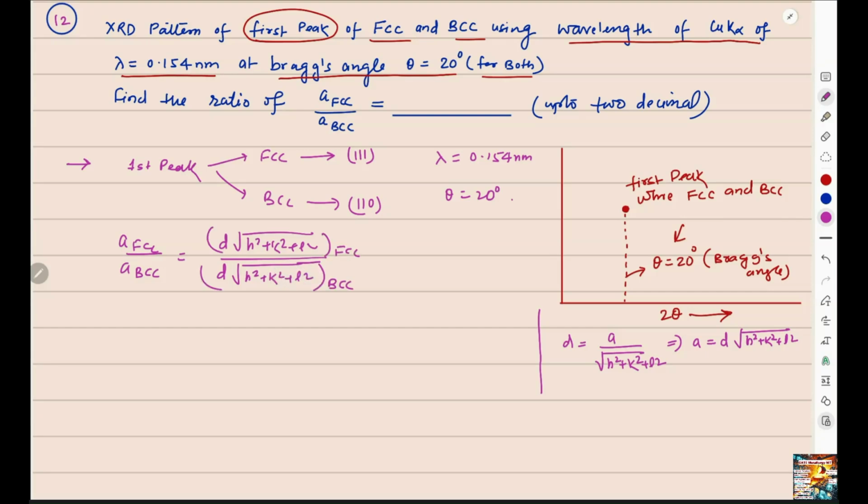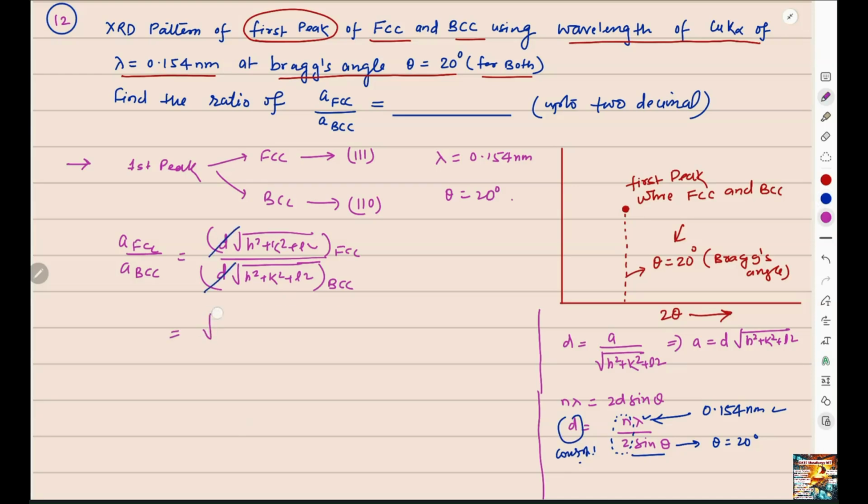We also have to determine the value of interplanar spacing, that is D. So for determining D we can write n lambda equals 2D sin theta, or D equals n lambda by 2 sin theta. In this case we can see that lambda is given as 0.154 and this is constant for both FCC and BCC, and theta is also common for both, that is 20 degree. So lambda is a constant term, so now D is a constant. For FCC and BCC both, the terms D are the same, so they will get cancelled.